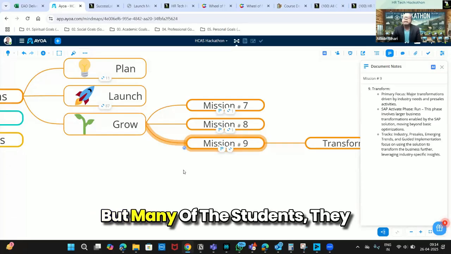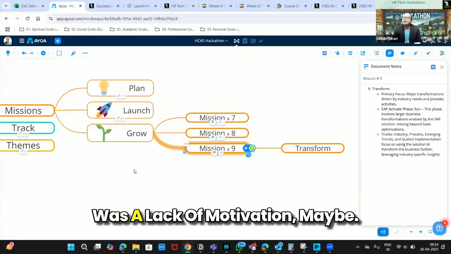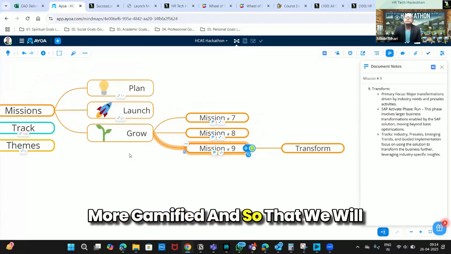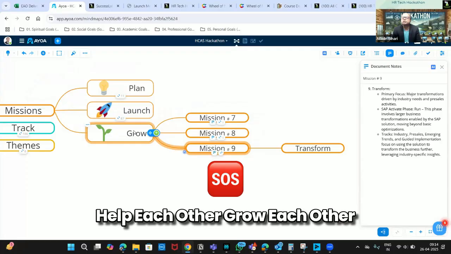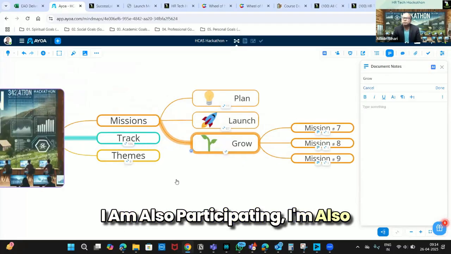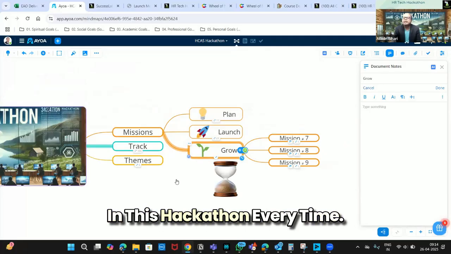But many of the students were not able to complete it, and maybe there was a lack of motivation. This time, I want to make it more gamified, so that we help each other, grow each other, and we will be complete. Even I am also participating. I'm also a coach, and I'm also participating this time in this hackathon.